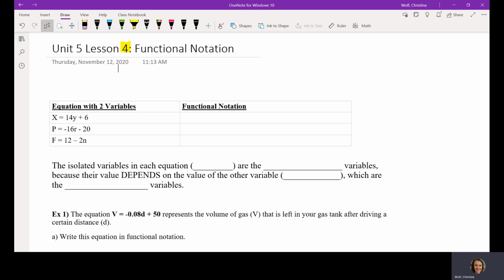Some of you have been taking pictures and sending the pictures via Remind. Please don't do that. Please send them via email so I can read them on my computer. It's way easier for me. All right, without further ado.